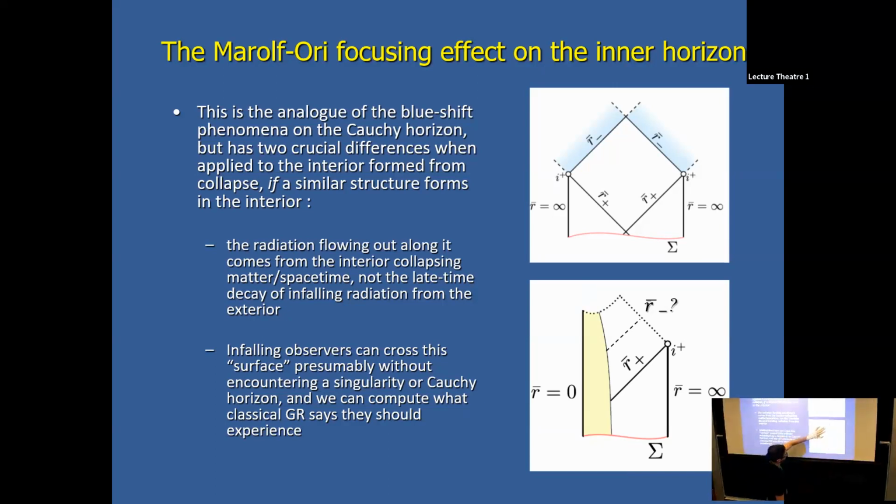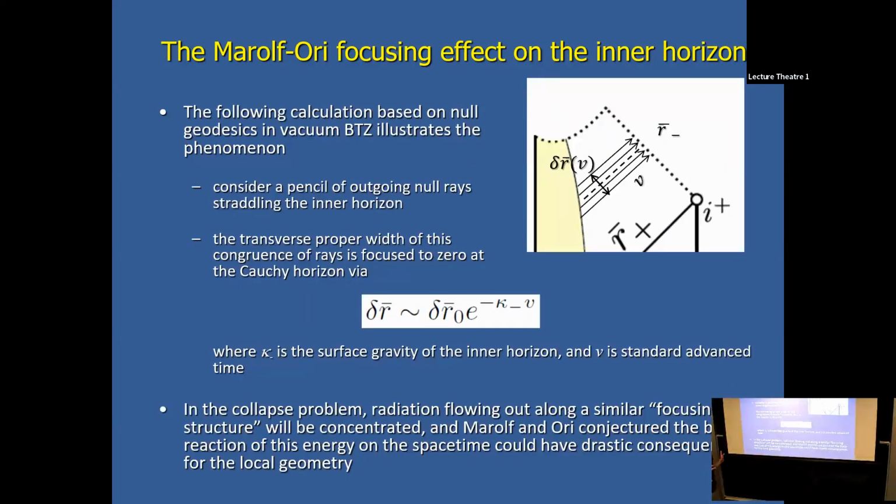So there are a couple of significant differences, but in any case, they looked at this and they argued that there actually would be drastic effects on the geometry based on this kind of a focusing effect. And essentially you could get this just from looking at geodesics on the exact space. They didn't look at BTZ, they looked at, I believe, Reissner-Nordstrom, but we can do the same with BTZ. So imagine that this is collapsing, this is producing radiation that goes outwards.